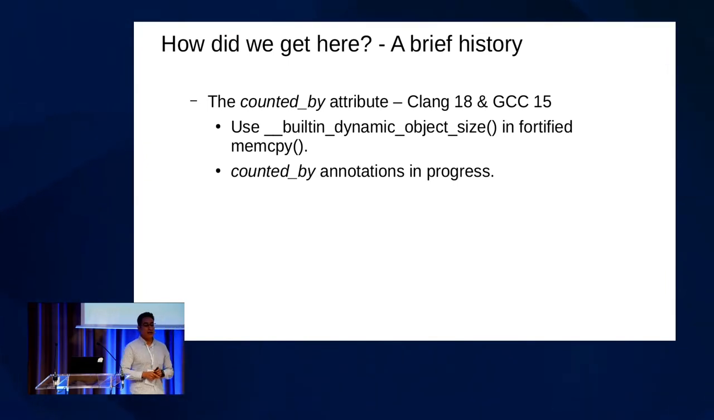So with this, and with the help of __builtin_dynamic_object_size, the compiler now has a way at runtime to know how big this array will be, right? And with that, we can add bounds checking on flexible array members. The counted_by annotations are a work in progress. We have been looking through all the flexible array members in the kernel to find which flexible structures contain this counter, and we are annotating those flexible array members.